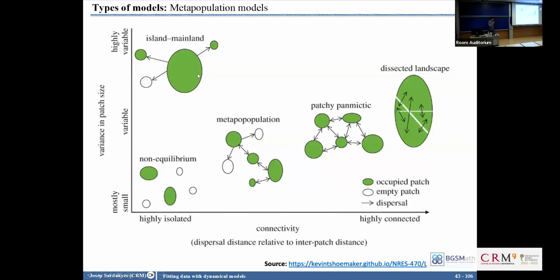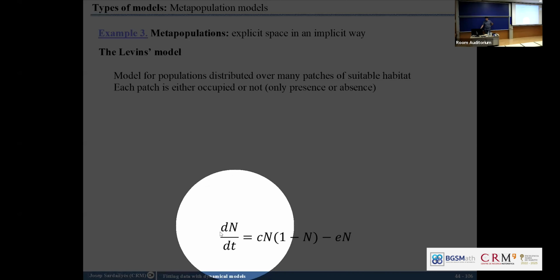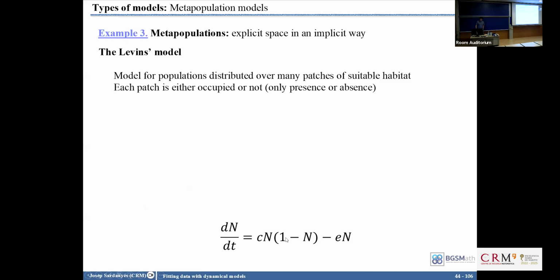So when we have to model a metapopulation, we have different approaches. Here we are modeling a spatially extended system, in some sense, but it's different from a PDE, of course. The Levins model is the simplest metapopulation model. You can see how the model looks. This is very familiar to all of you. This is the logistic equation in a continuous-time approach.